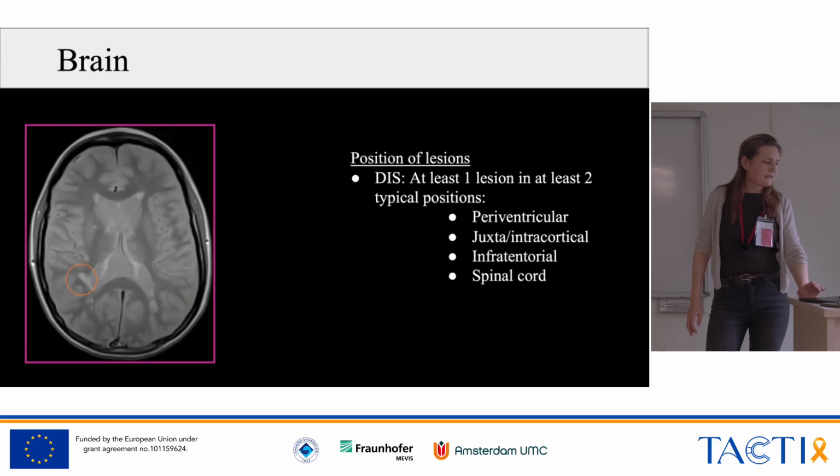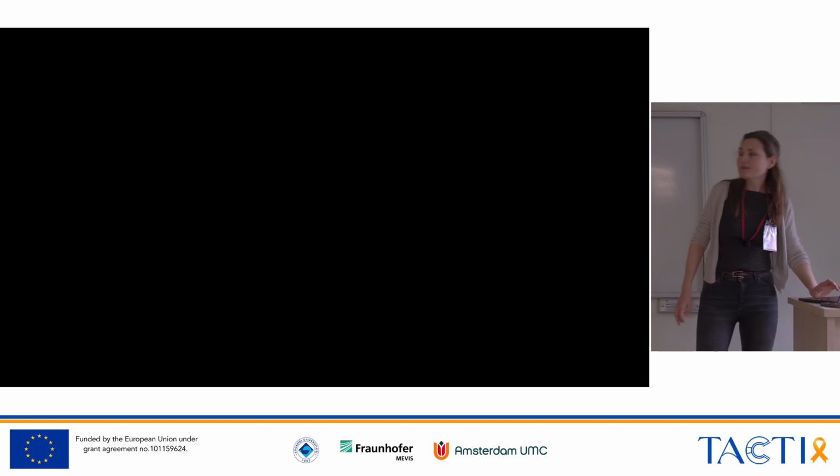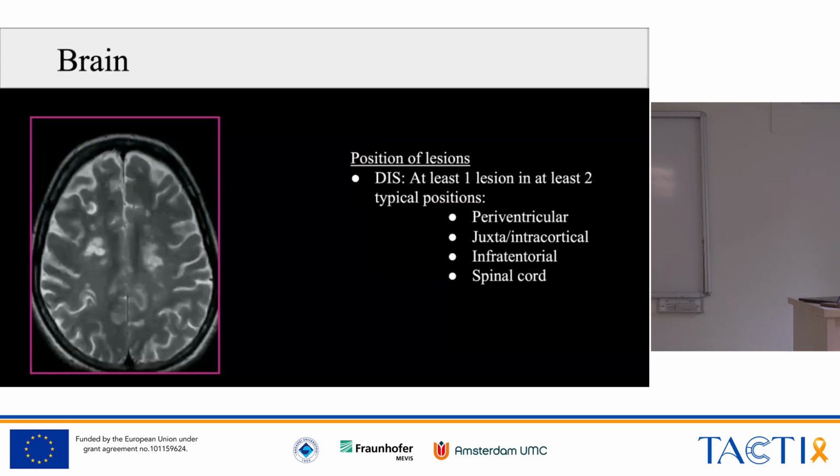And then you also have juxta or intracortical lesions. A juxta or intracortical lesion is a lesion that you can, for example, see here. So this is the cortex, and this is our lesion. And this lesion is really snuggling next to the cortex. It's not like the ventricular lesions.